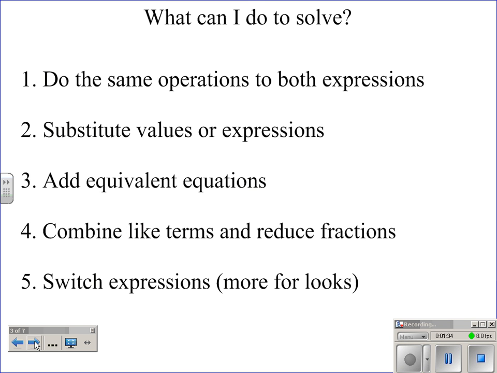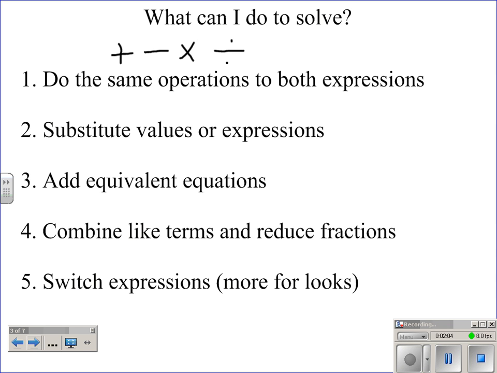Here's a list of things you are allowed to do in order to solve equations or even systems of equations. I will briefly discuss each one. First, you may do the same operation to each expression in the equation. This includes the 4 basic operations, plus any other special operations like powering, rooting, using logarithms, taking limits, etc.